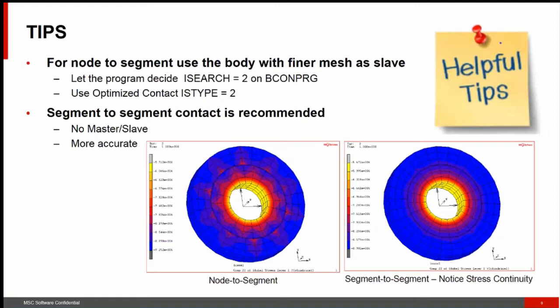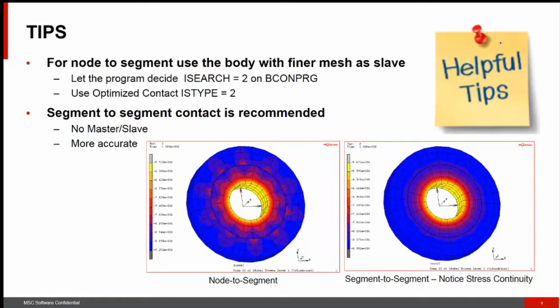For many problems this works, but if the problem is a little bit more complicated, we may not know exactly which body has a finer mesh. In this case, there are some tips that may be useful. Again, these are some general options, so every model is different, but in general, we recommend that in the case that you don't know, let the program decide which search order to pick from slave to master. So let the program decide.